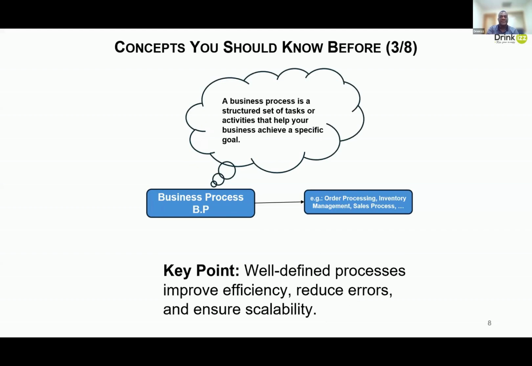So let's see the second key concept, which is business process. A business process here is a structured set of tasks or activities that help your business achieve a specific goal. So well-defined process improve efficiency, reduce error, and ensure scalability. When the process is well-defined, as we saw previously, it will eliminate frustration with your team, because every member in your company will understand some key concept related to your business process.